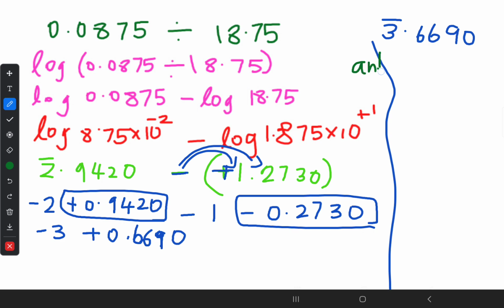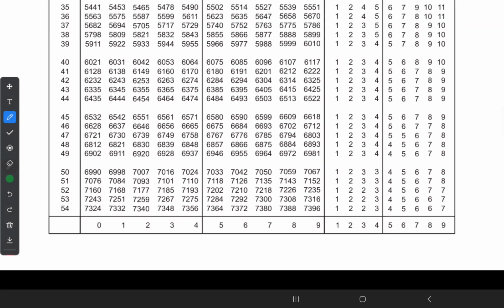So antilog of this value, we need to find the antilog. Antilog means inside the table we need to find its respective value, and that should be multiplied with 10 to the power of bar 3, since it is bar 3, multiplied with negative 3. Inside the tables we are going to find 6690. 6690 means we have 6656, 6693 we have, 6984 we have.